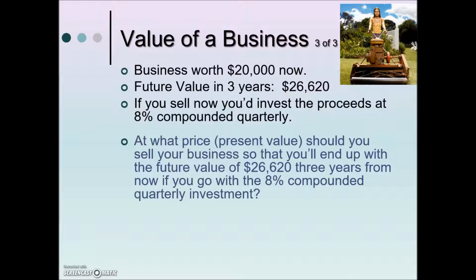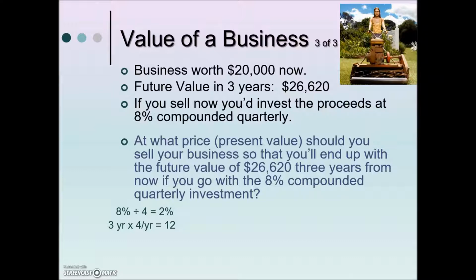And to calculate the present value, we need to know our I, our interest rate per compounding period. 8% compounded quarterly: we will take 8% divided by 4 to give us an I value of 2%. We need to calculate our N, how many compounding periods there are. It's compounded quarterly, that's 4 times per year for the 3 years that this money will be in this account, which means we have an N of 12.